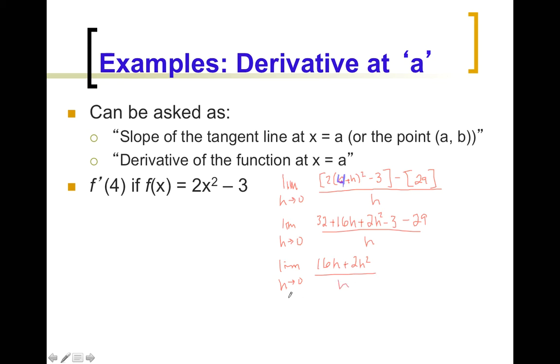And here again, this is where that interesting piece comes in and goes, oh, well, h is not 0, so I can cancel this stuff out and say I get the limit as h approaches 0 of 16 plus 2h. And now I just say, okay, as h gets so close to 0, this thing just goes to 0. It basically becomes 0. And therefore, the slope of the tangent line at x equals 4 is equal to 16.